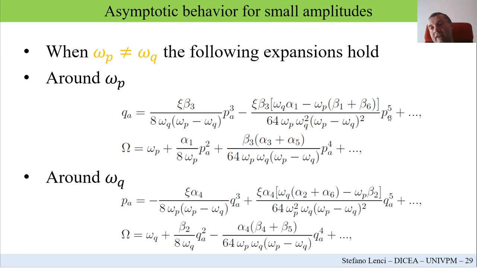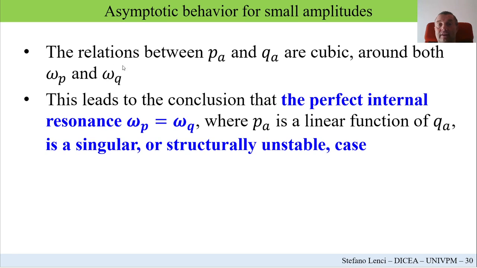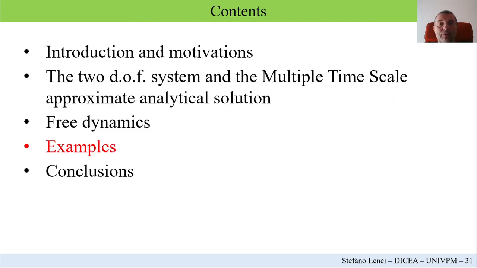So you have a cubic, and then quintic, and so on, coupling. So no longer linear, as said here, and this means that the perfect internal resonance, where P is a linear function of Q, is a singular or structurally unstable case. Because if you detune a little bit from the perfect frequency, you pass from linear coupling to cubic, quintic, nonlinear coupling. So this is really a structurally unstable situation. And also this fact has not been sufficiently highlighted in the past literature.